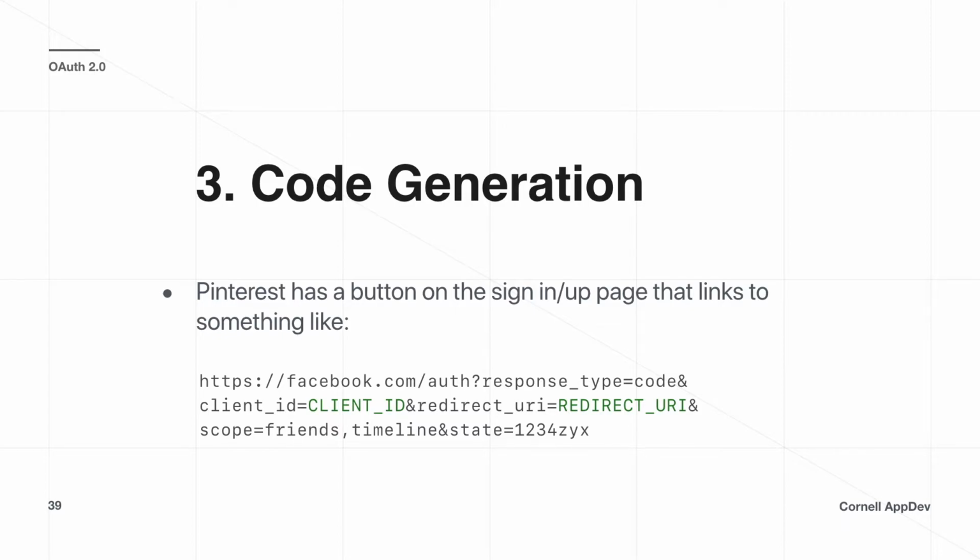So Pinterest might want your friends, seeing, I don't know, what your Facebook friends are interested in as well, and maybe Pinterest wants you to be able to share Pinterest posts onto your timeline. So Pinterest is going to say, hey, I want access to your friends and timeline. Finally, it's going to specify a state, which is kind of just a generated string for security reasons.